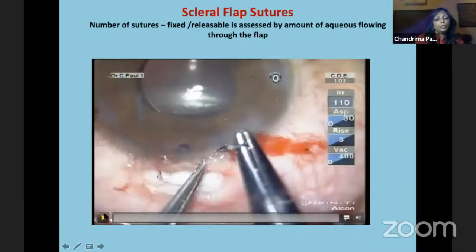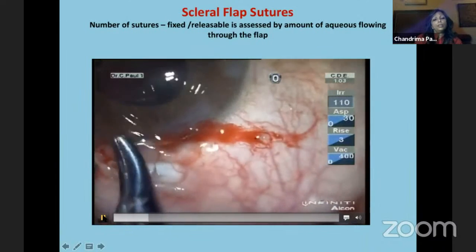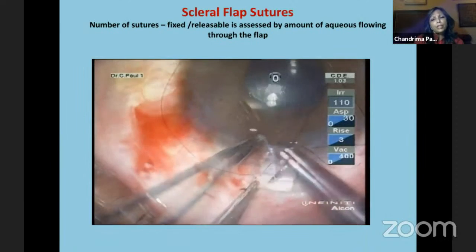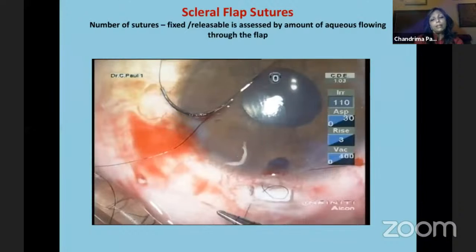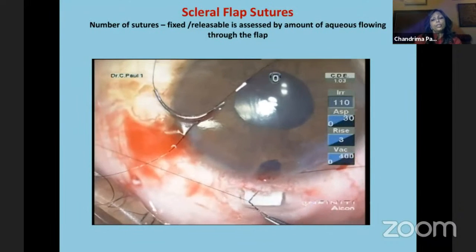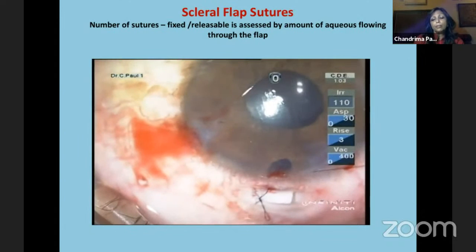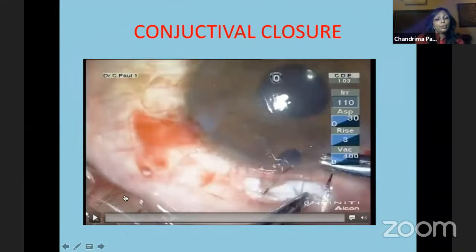And it's advisable to use releasable sutures. So that's a releasable suture that you see there. It's relatively simple. Just take it in through the limbus, in through the conjunctiva, and through the scleral flap onto the inner lip. And after 4 throws, just take out that loop, and that's your releasable suture. And it helps you titrate the IOP post-operatively.